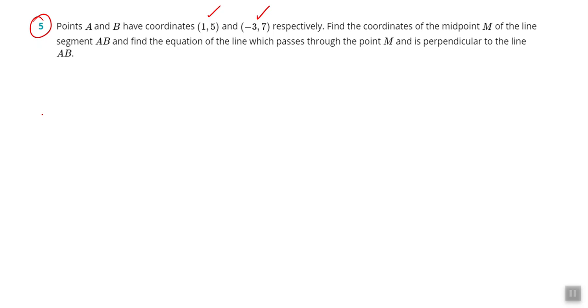Okay, so technically, let's just say that's my A, that's my B. A segment is a line connecting A and B together, and we're just trying to find the midpoint M. The midpoint formula is pretty straightforward. You just take the average of the x coordinate and the average of the y coordinate. So the midpoint of AB would be, for the x coordinate, 1 minus 3 divided by 2, and for the y coordinate, 5 plus 7 divided by 2.